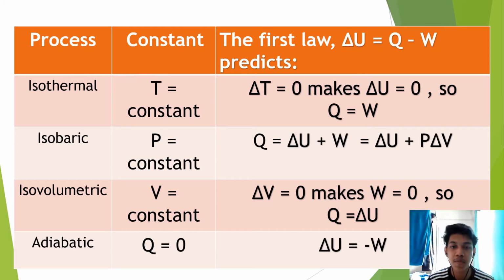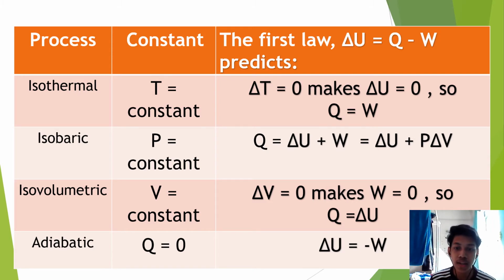Next, this is the summary for the past 3 slides that I have explained. The first one is the isothermal process, where T, the temperature, is constant. The first law can become even simpler: when delta T is equal to 0, it makes delta U equal to 0. So the first law becomes more simple, which is Q equal to W.